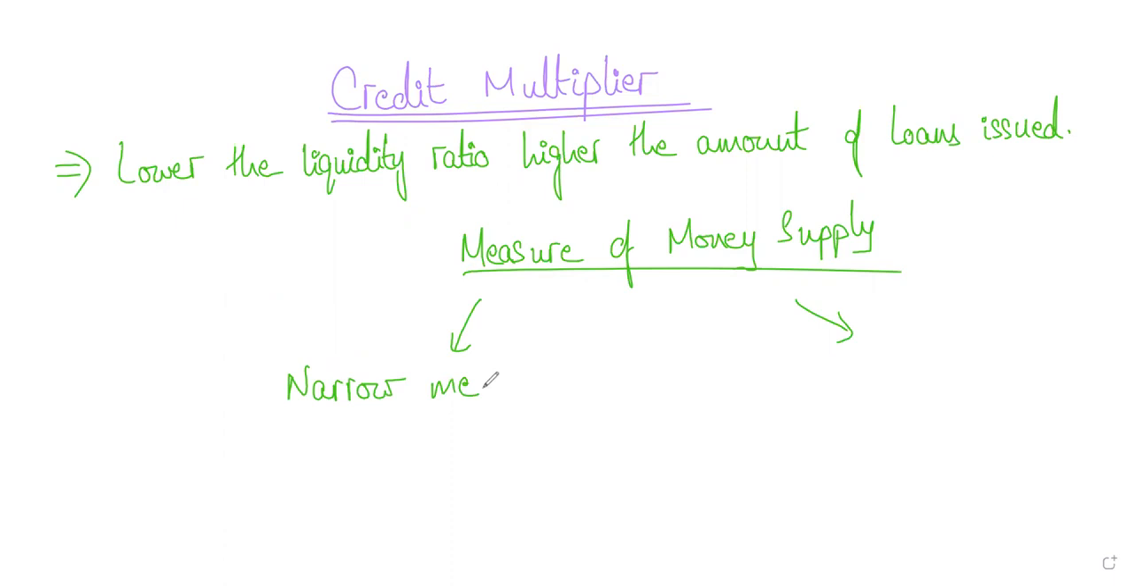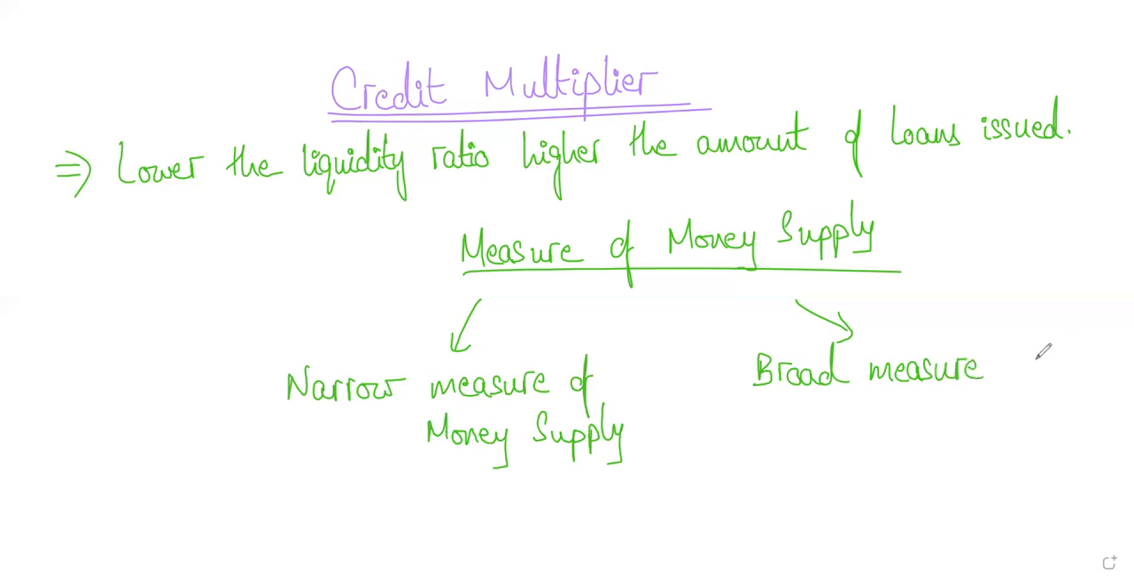Narrow measure of money supply only looks at how much cash or currency is available in the country. That's narrow measure of money supply. As far as the broad measure of money supply is concerned, it not only looks at the amount of cash that is available, but it also looks at the total amount of loans that banks issue. That's the broad measure of money supply.